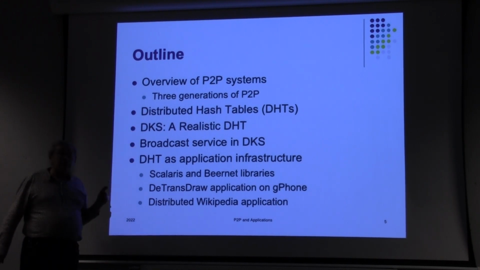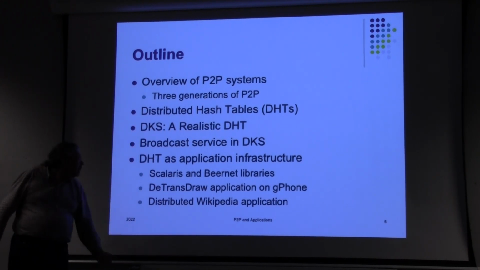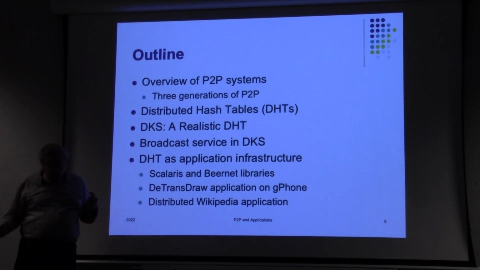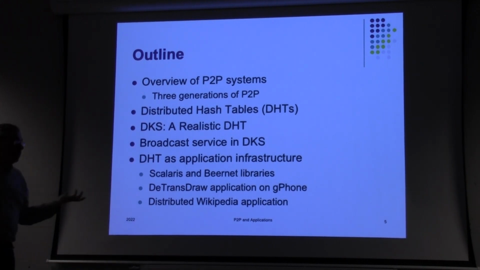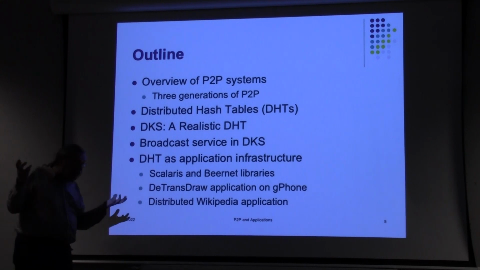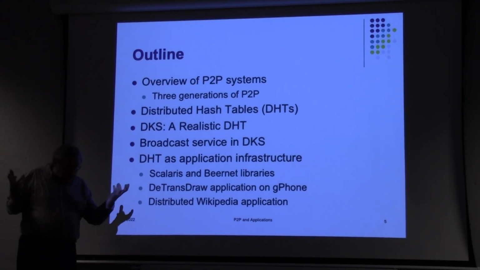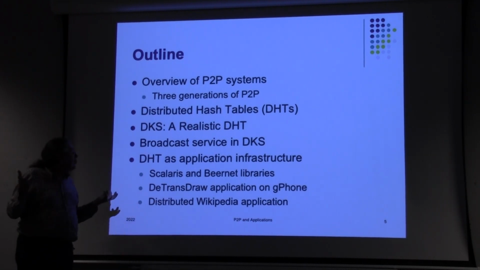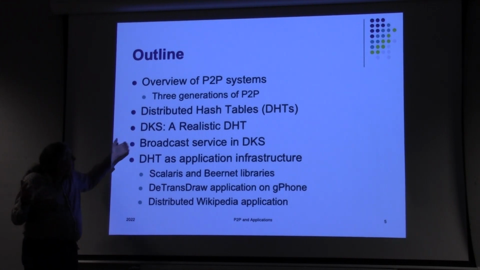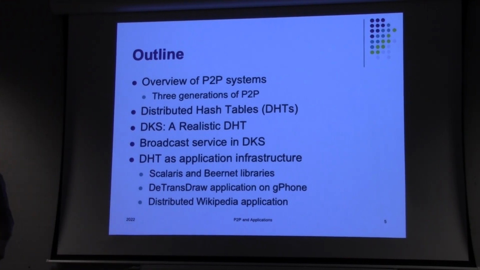So this is much more efficient than gossip broadcast, because we take advantage of structure, okay? Kind of the general lesson now. If you want efficiency, you need order, you need structure, and DHT and DKS give you structure, okay?